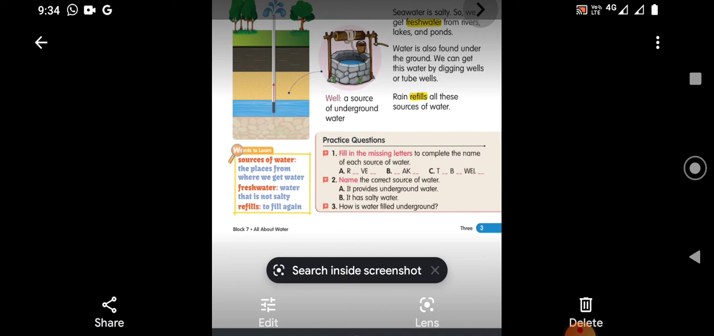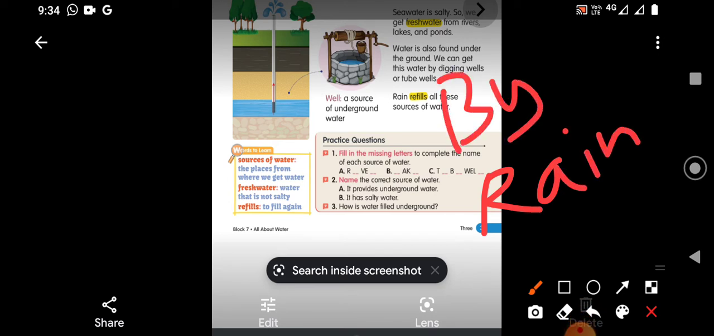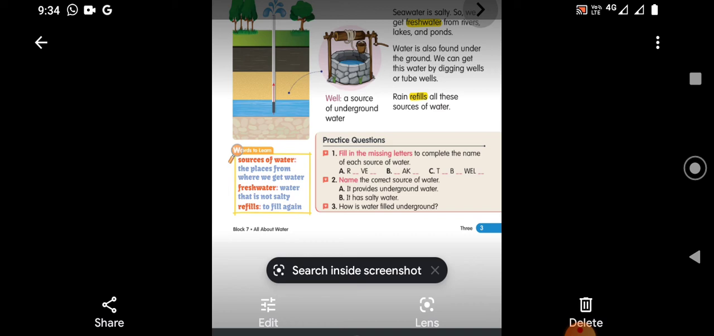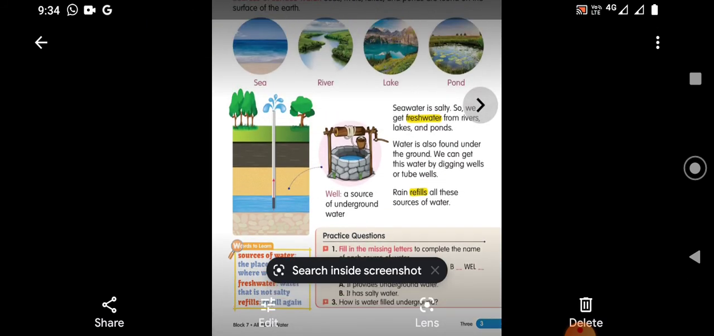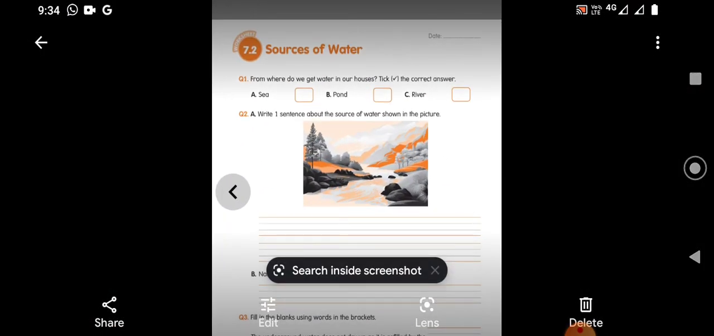Now, how is water filled underground? How does water get filled, children? By rain. So you can write rain, or you can write by rain. Yes. So all these pictures you observe carefully, read 2 to 3 times so that you can understand the lesson very well. Now let us see what is given in our workbook.